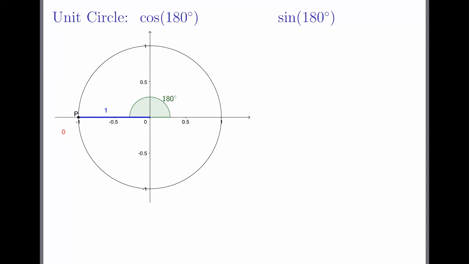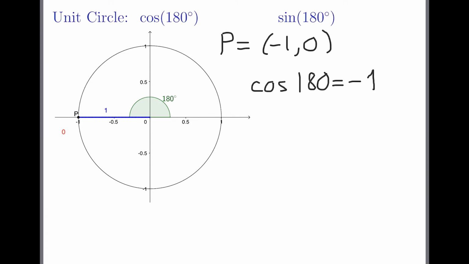Now I've drawn a 180-degree angle. You can see that the coordinates of point P over here are negative 1, comma, 0. In other words, we've gone 1 unit to the left and we've gone 0 units up. That means that the cosine of 180 is equal to negative 1, and the sine of 180 is equal to 0.